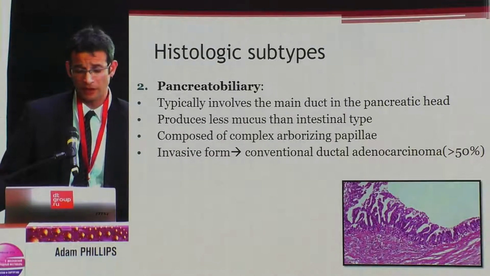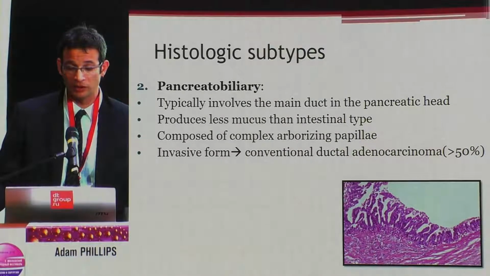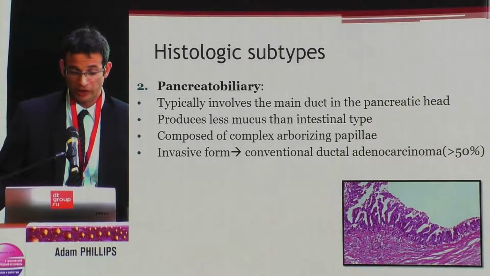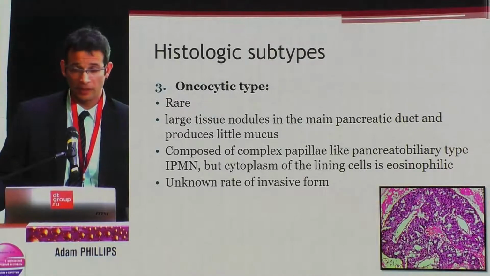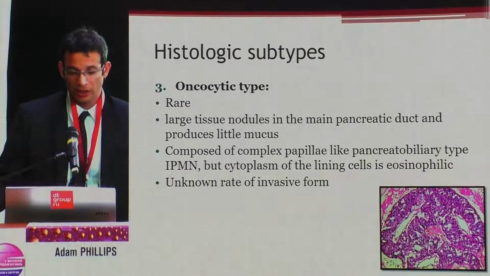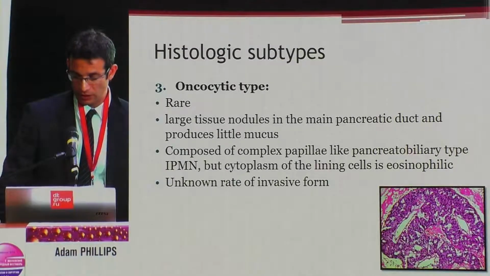The second subtype is pancreatico-biliary. It typically involves the main duct of the pancreatic head as well. It is composed of papillary arborization, and it could be invasive with ductal adenocarcinoma at the end. The third subtype of IPMN is the oncocystic type. It is rare. It also involves the main pancreatic duct and may produce little mucin. It's composed of complex papillae like pancreatico-biliary IPMNs, and maybe eosinophilic.